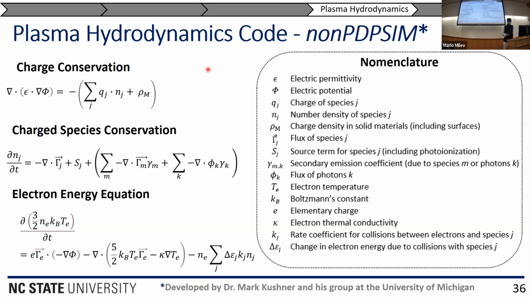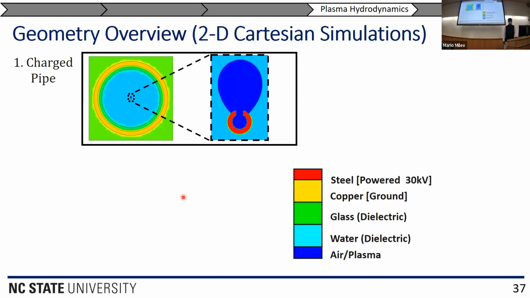That solves for the plasma in a fluid as a fluid. So there's charge conservation, charge species conservation, the electron energy equation, and a whole lot of chemistry that happens in the back end. So I looked at 3 geometries in 2D Cartesian simulations.